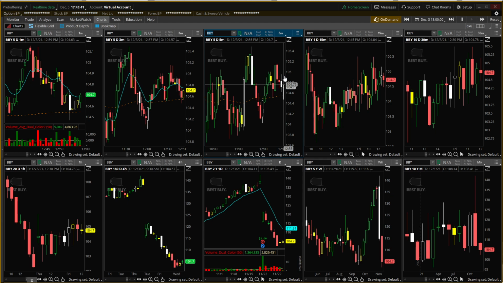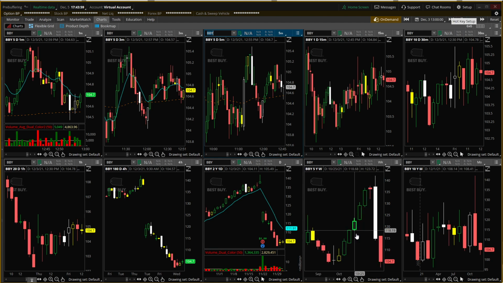Okay, so here we have our charts, and this is what I look at. This is the way I set my charts up here. Some of these are different colors, and that's based on some studies for the Strat. So what you're looking at here are, if we look at a yellow bar, okay.